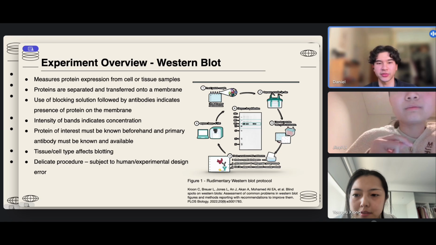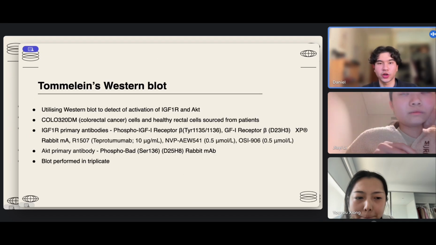Blocking solutions are used to prevent non-specific binding, such that the antibodies only bind to the protein of interest. The primary antibody binds to the protein of interest, and then the secondary antibody binds to the primary, giving visual indication on the membrane.